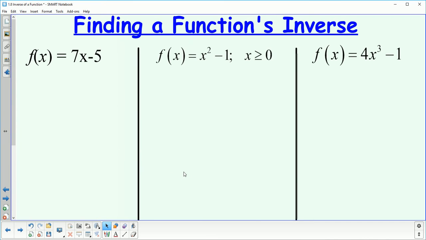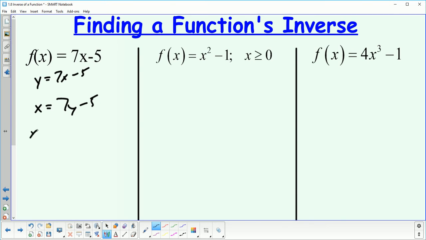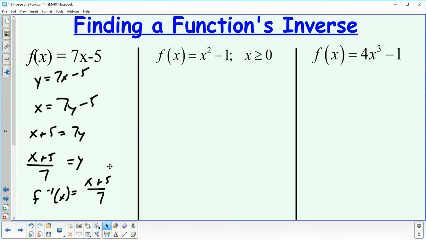Okay, so a couple examples of that. I'm going to do these pretty quick. y equals 7x minus 5, and now I'm going to swap positions, so x equals 7y minus 5. And I'm going to solve for y. So I'm going to add 5, and then I'm going to divide by 7. And remember, the whole thing needs to be divided by 7. So that means the f inverse of x equals x plus 5 over 7. And you can always check that by plugging the two into each other and seeing what we get.